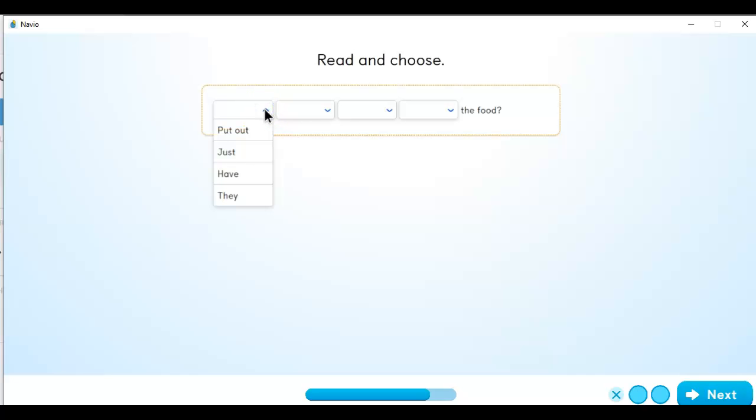Another one. It's a question. They put out the food. Let's check. Very good. And the very, very last one.